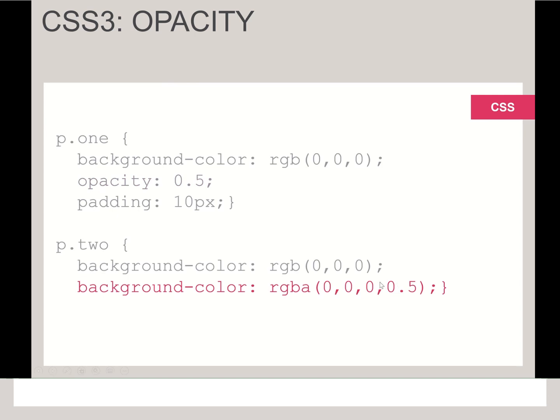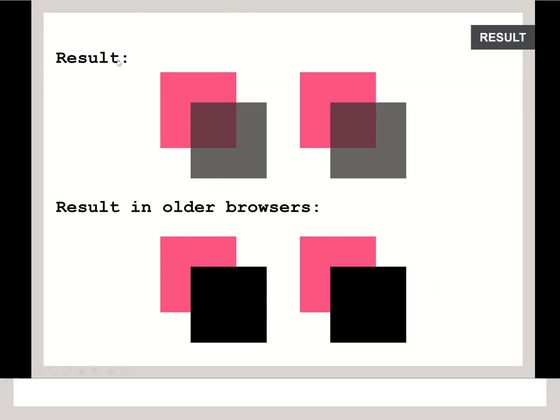We can also define opacity here. Okay, two methods. Opacity is defined explicitly in one, and implicitly in the other. This is the result. If, for example, your browser supports opacity, then it will show this way.